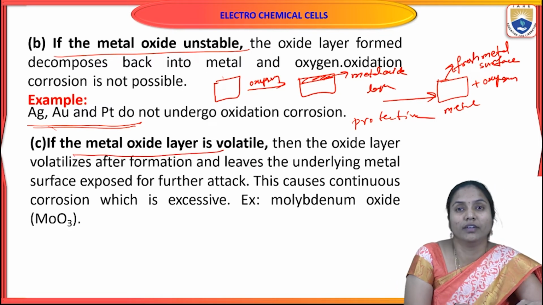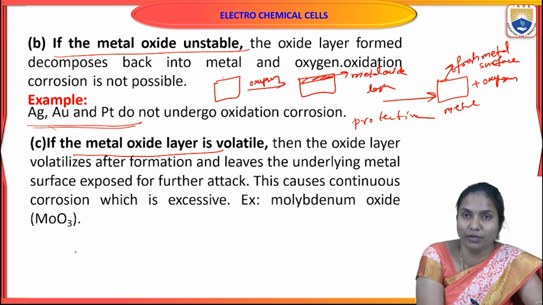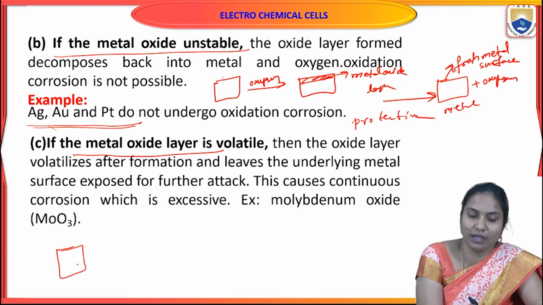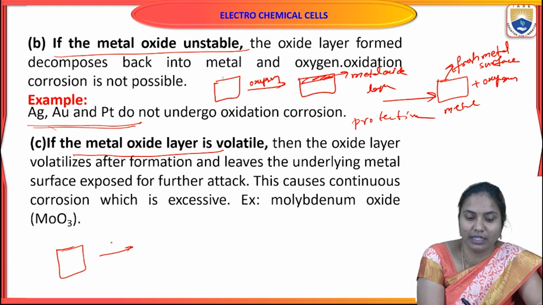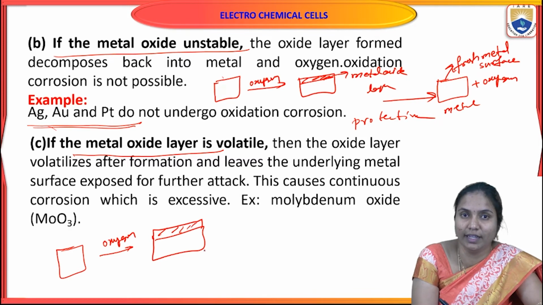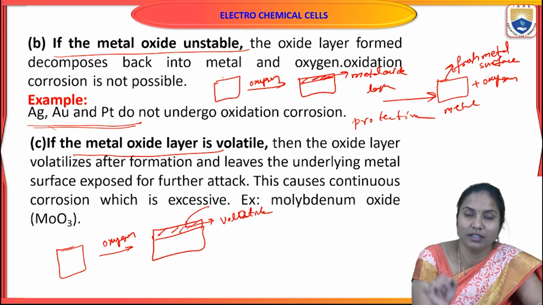Now let's discuss if the metal oxide layer is volatile. Volatile means sudden changes occur on the metal oxide layer, or the metal oxide layer evaporates. So in this case also, a fresh surface is available. The best example is molybdenum oxide. Molybdenum metal interacts with atmospheric oxygen and forms a molybdenum oxide layer, but it is volatile. That means it evaporates, or sudden changes occur on this metal oxide layer.